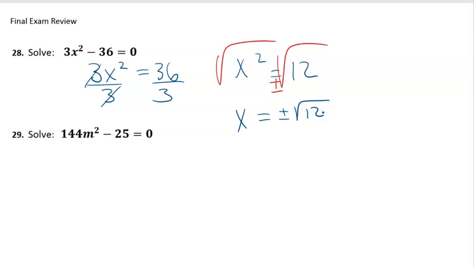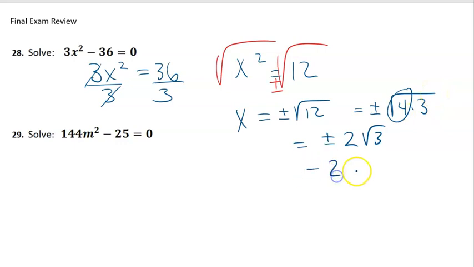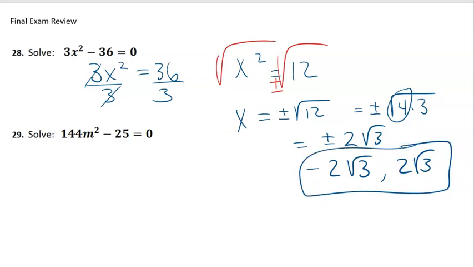Now, you'd be done if that was a 5 under there. But 12 reduces. This is plus or minus the square root of 4 times 3, right? I can take the square root of 4. So my answers are plus or minus 2 square root of 3. Remember, I used up the square root symbol around the 4, but it stayed around the 3. Now, this is really two separate answers. Negative 2 square root of 3 is one of them, and positive 2 square root of 3 is the other one. Okay?